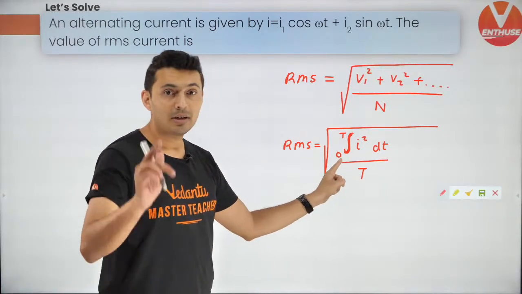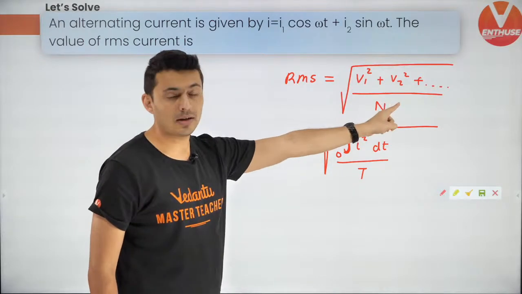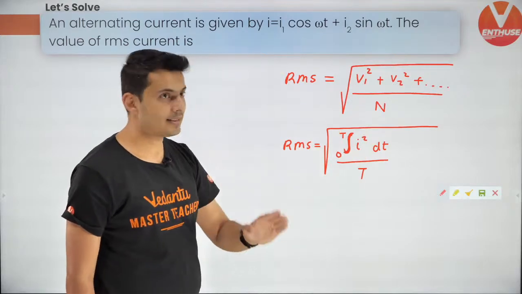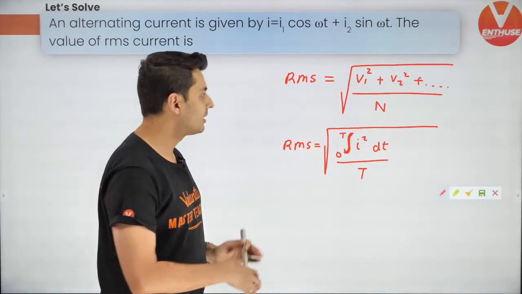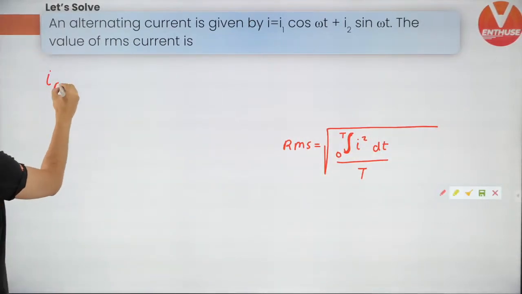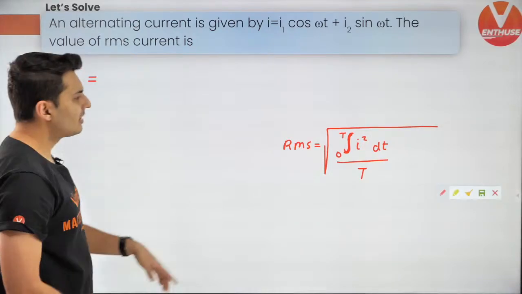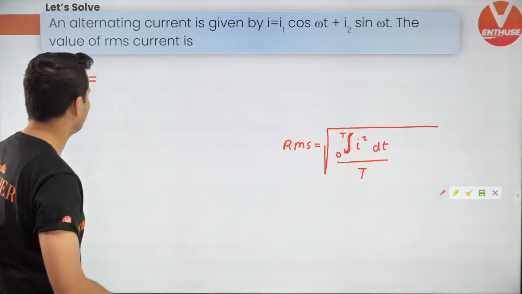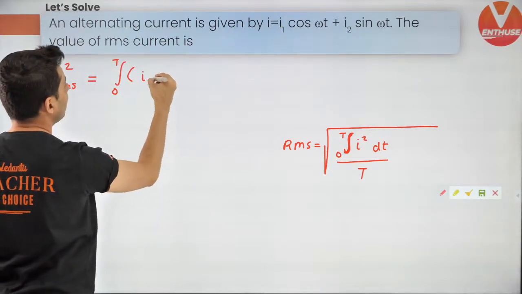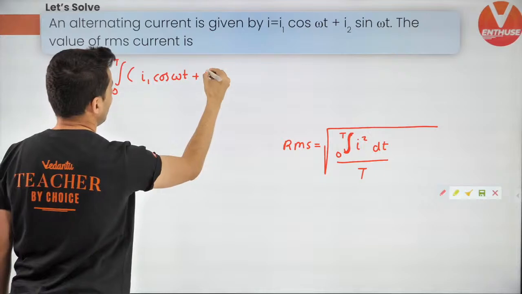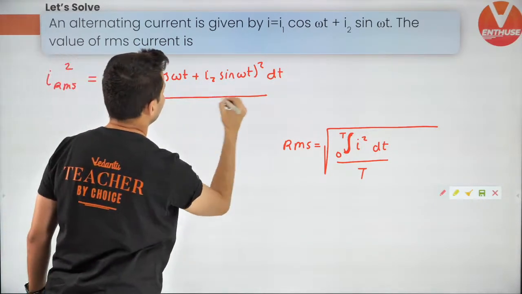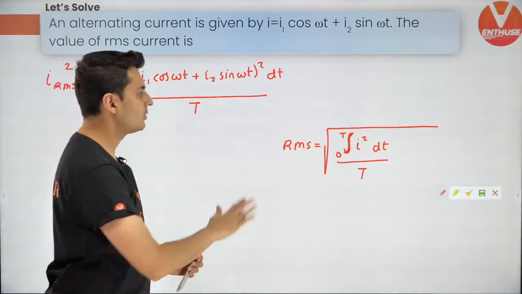So keep this in mind. For discrete values, use this formula. But when you have a function, integrate it over one time period or one cycle and use this formula to get the answer. So let's use this and see what will it look like. Okay, so the value of the RMS current whole square, I'll just remove the square root by squaring both sides, that looks simpler then, is integral 0 to T, the whole square of this, that is I1 cos omega t plus I2 sine omega t whole square dt, the whole thing divided by time period. So this is what I'll get using this formula.